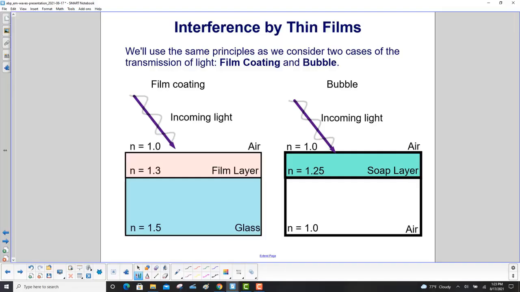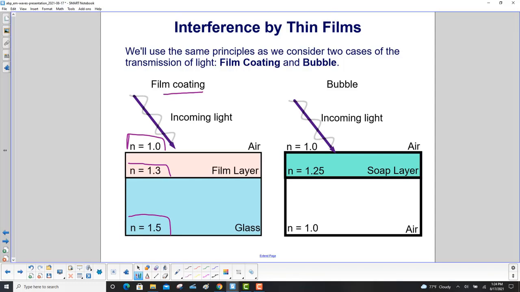We'll use the same principles as we consider 2 cases of the transmission of light, film coating and bubble. So for a film coating, we have light coming in, and again, this is coming from the air, so we'll say n is equal to 1.0. It goes through a thin film layer. We've exaggerated the height there so you can see what's going on, with n equal 1.3, and then finally glass. So this would be your anti-glare coating on a pair of glasses. Notice how the index of refraction continues to increase.